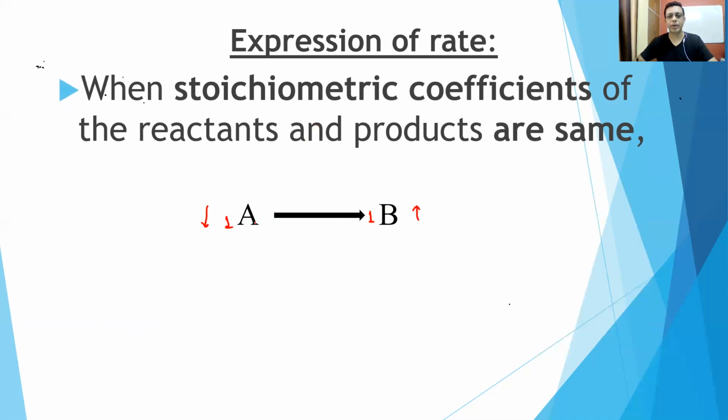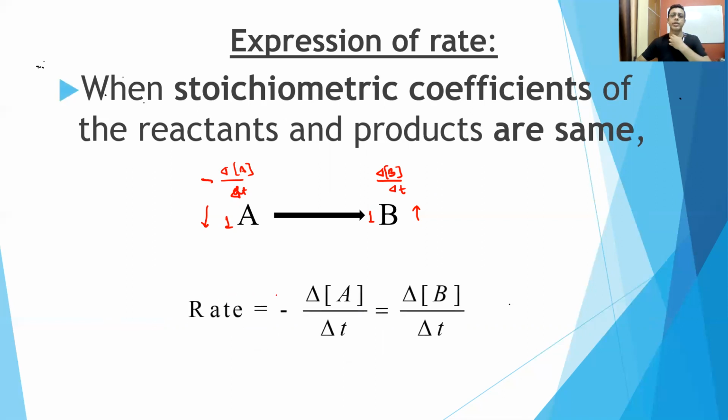So what is the rate of disappearance of A? The rate of disappearance of A can be written as minus delta concentration of A by delta T. And the rate of appearance of B can be written as delta B by delta T. And these two are identical. So the rate of disappearance of A and the rate of appearance of B are identical. As a result, the rate can be expressed as the rate of disappearance of A or the rate of appearance of B. So this is when the coefficients are identical.